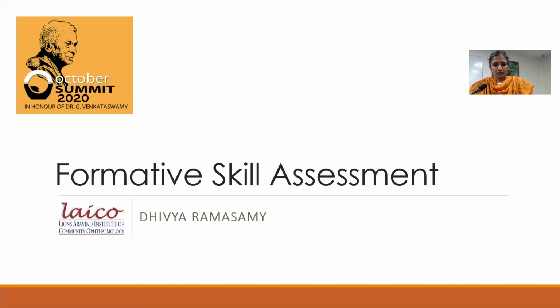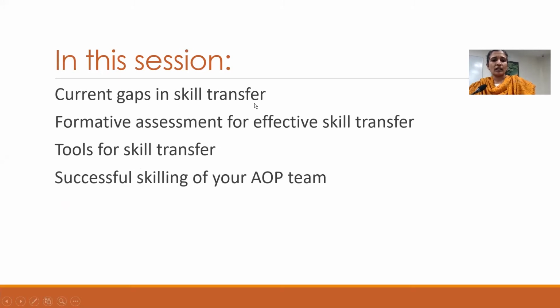As we look at the formative skill assessment, I'm just going to step a little backwards and really take a more gross view at what our current gaps in skill transfer are, because all of us are in the business of empowering our AOPs with very specific skills. And then how can formative assessment be a very important part of that journey, to ensure effective skill transfer to the trainees?